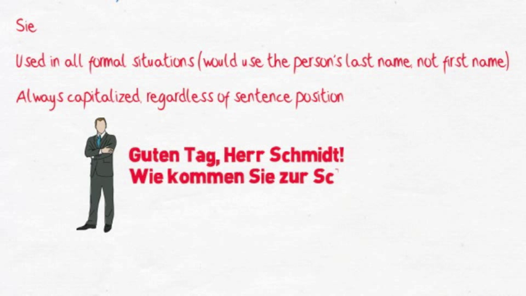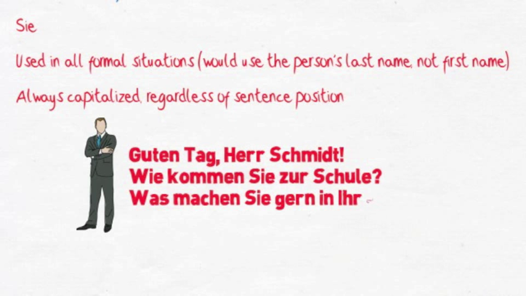So if your math teacher, Herr Schmidt, walked up to you, this is how it might sound. Guten Tag, Herr Schmidt. Wie kommen Sie zur Schule? Was machen Sie gern in Ihrer Freizeit? Again, notice that Sie is capitalized no matter where it is in the sentence.